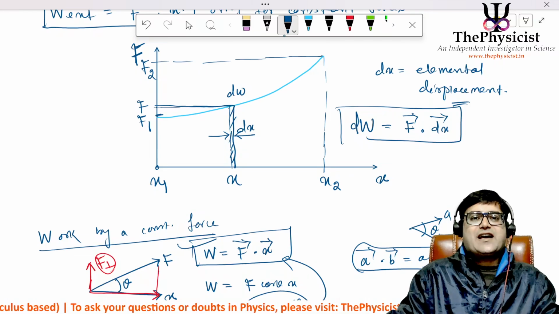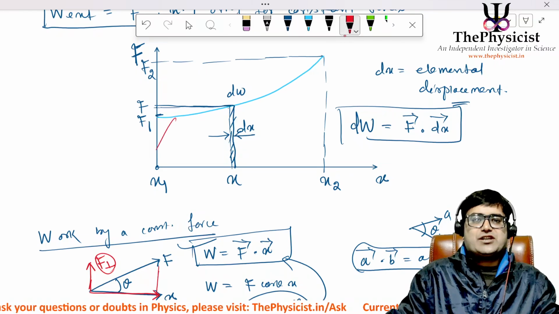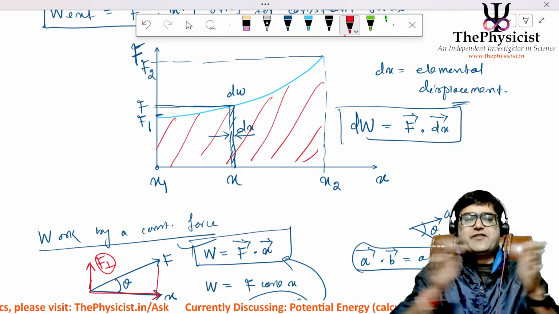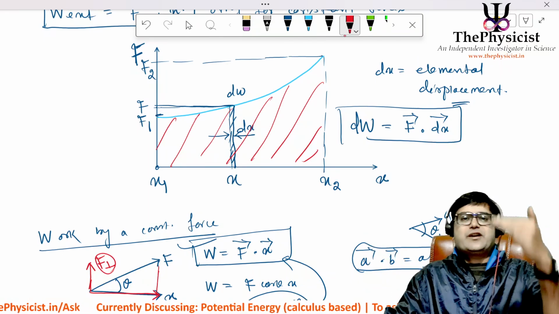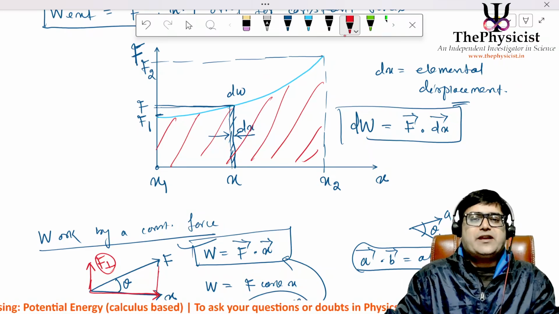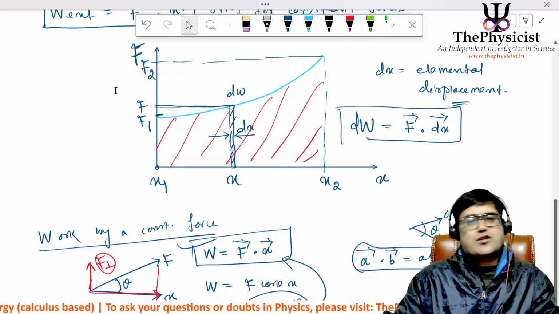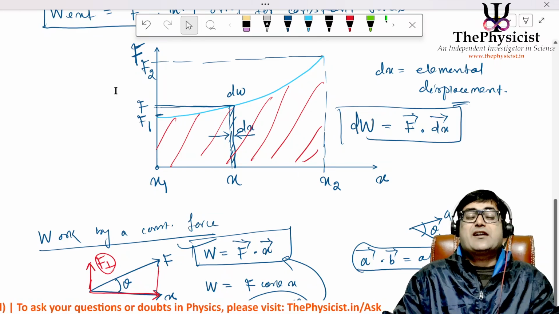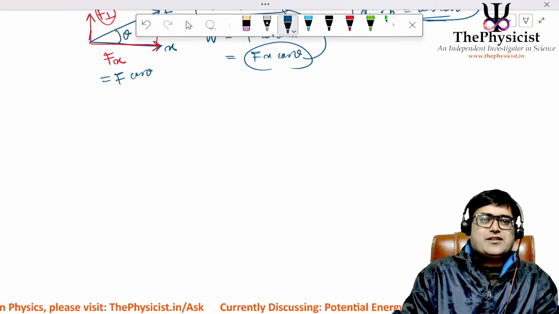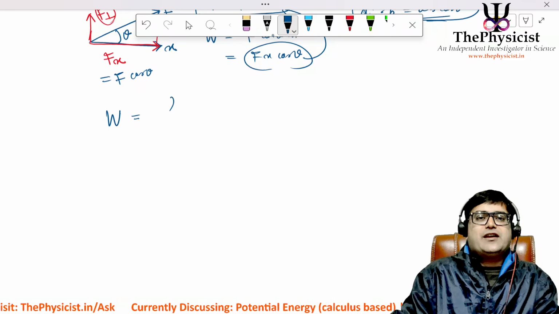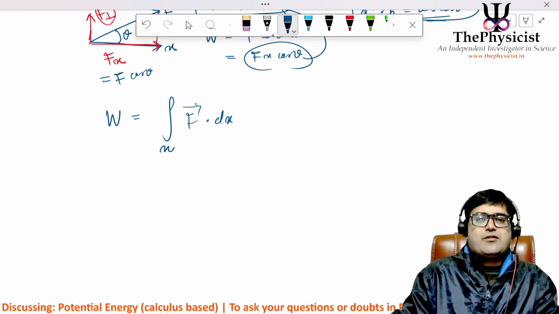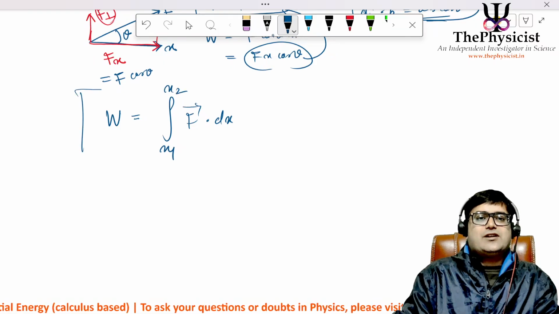But what about the entirety? For the entire section, if I could add all these small, infinitely small strips together, in other words, that would be the area under the F-x graph that will help me find the total work done. So, area under the graph is what? Integration. So, the work done will be integration of F dot dx from x1 to x2.